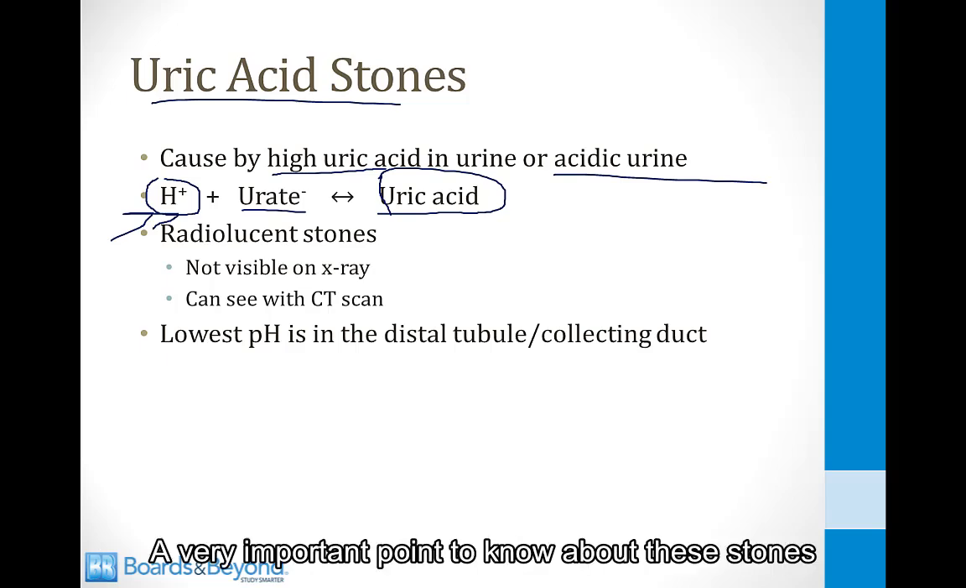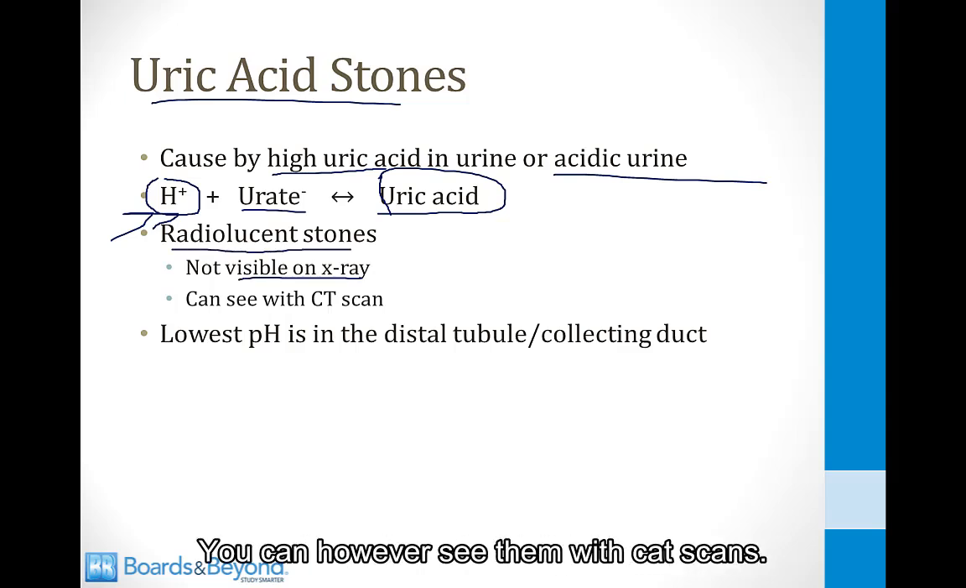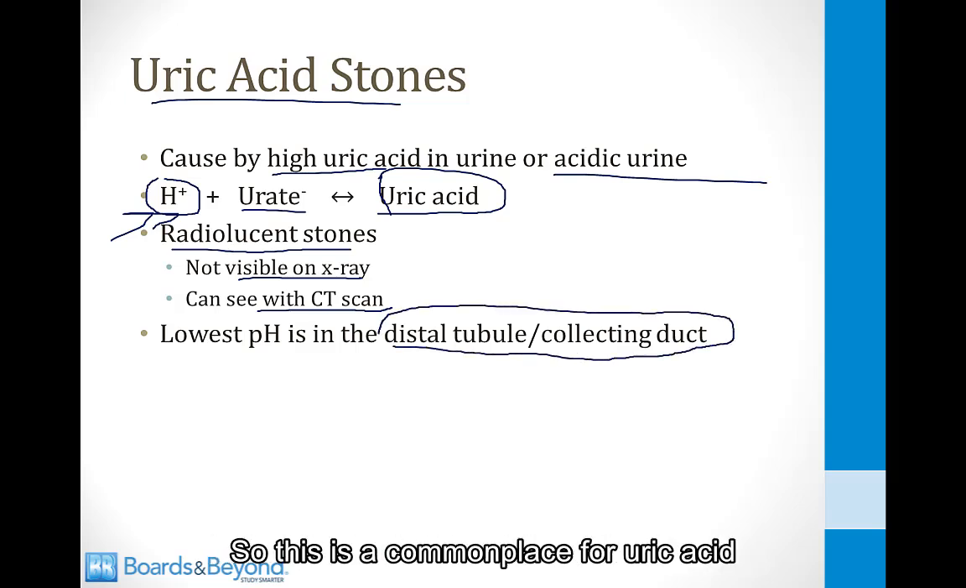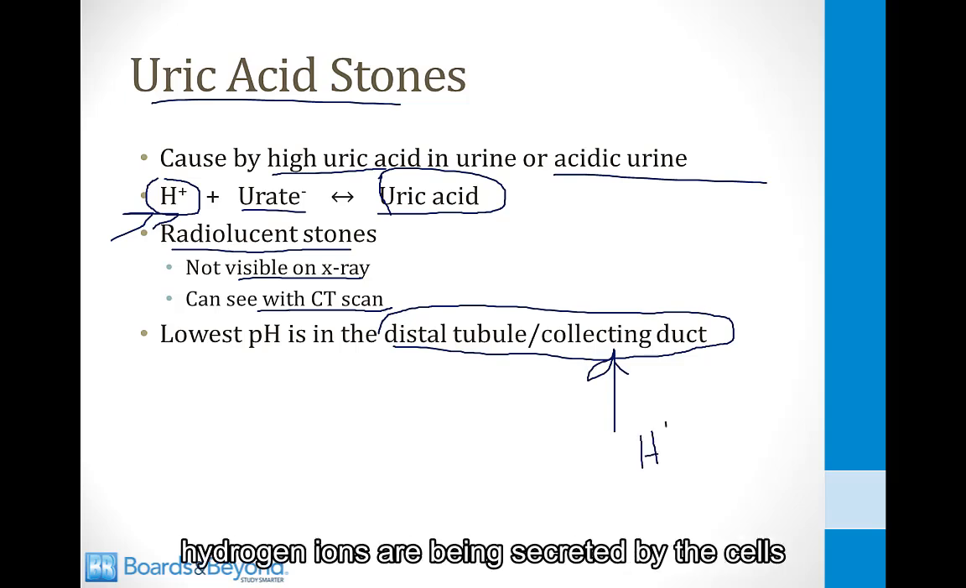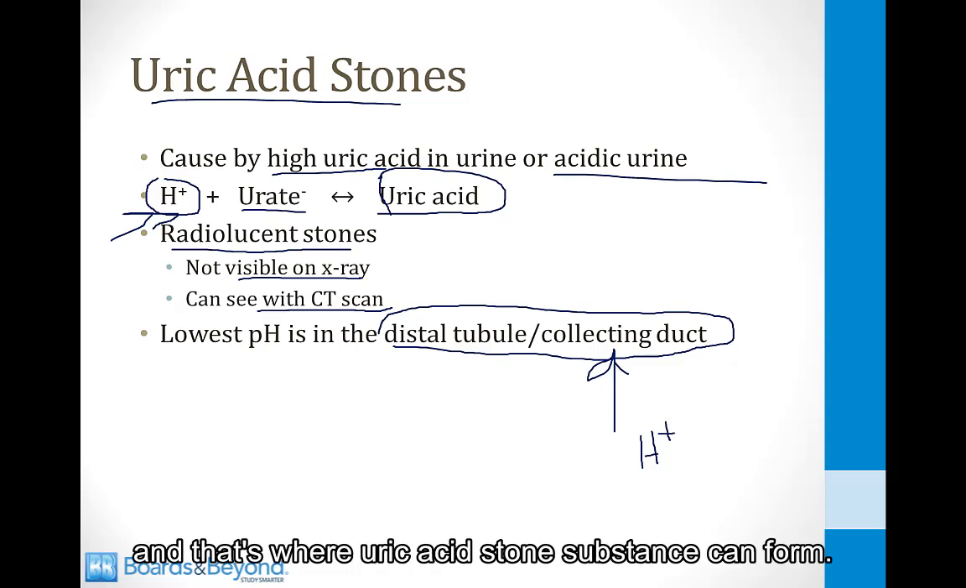A very important point to know about these stones is that they are radiolucent, so they will not be visible on X-ray. You can, however, see them with CAT scans. And the lowest pH in the nephron occurs in the distal tubule and the collecting duct, so this is a common place for uric acid to start to precipitate out of the urine. Remember that in the collecting duct, hydrogen ions are being secreted by the cells into the urine, so the pH gets very low there, and that's where uric acid stone substance can form.